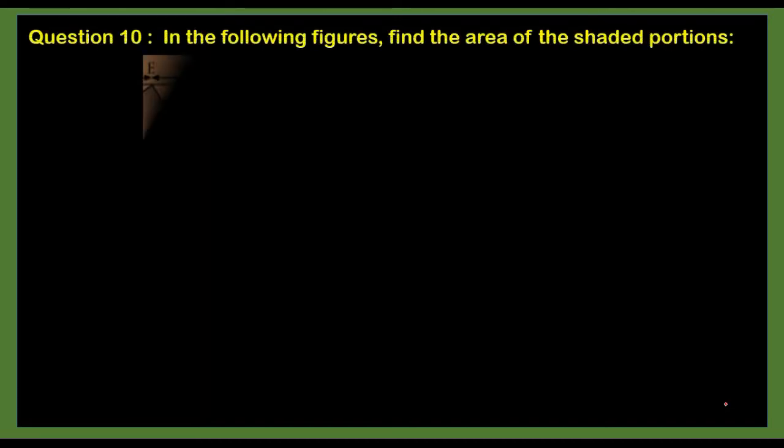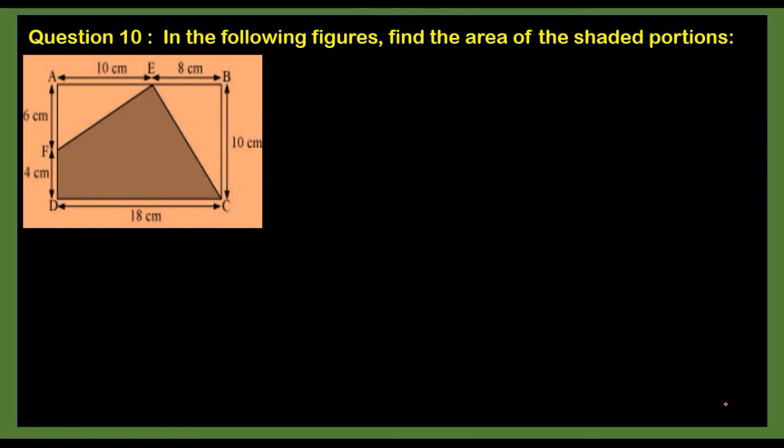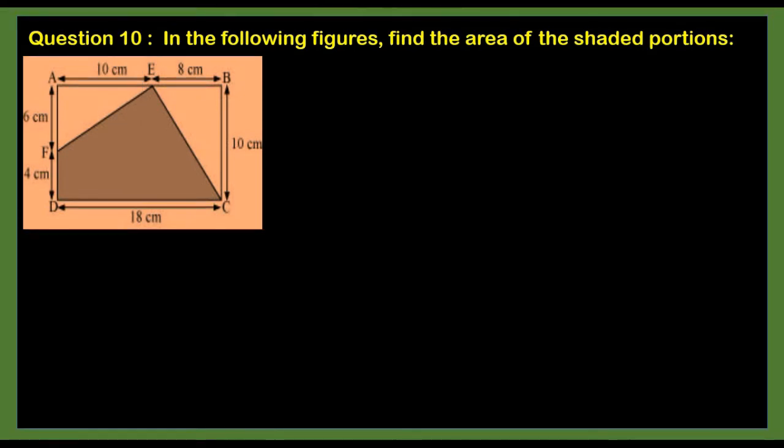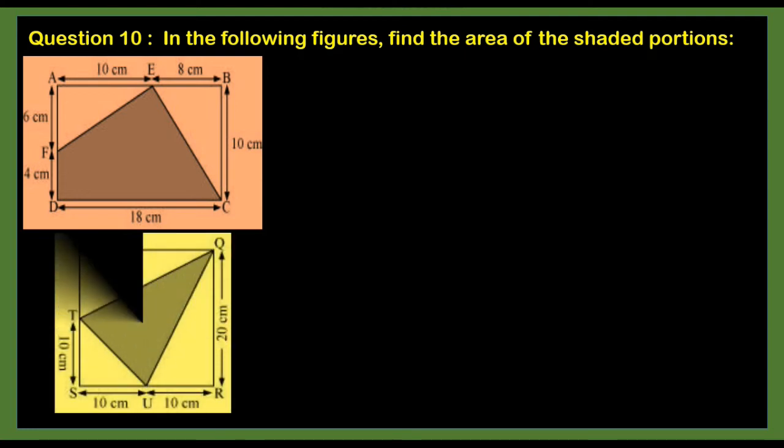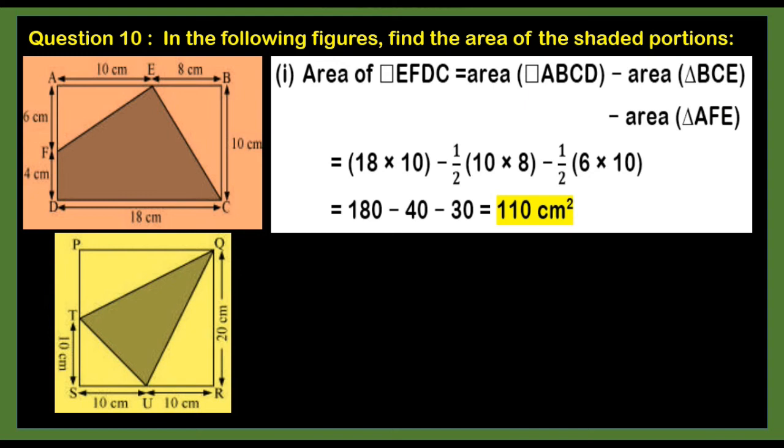Next question, question number 10. In the adjoining figures, find the area of the shaded portion. If you see the figure, we have outer boundary as a rectangle which is having a length of 18 centimeter and the breadth as 10 centimeter. So first we will do the area of rectangle ABCD, and then we will subtract the area of triangle BCE. If you see the figure, I just subtract these lined areas from the total area to get the shaded portion.